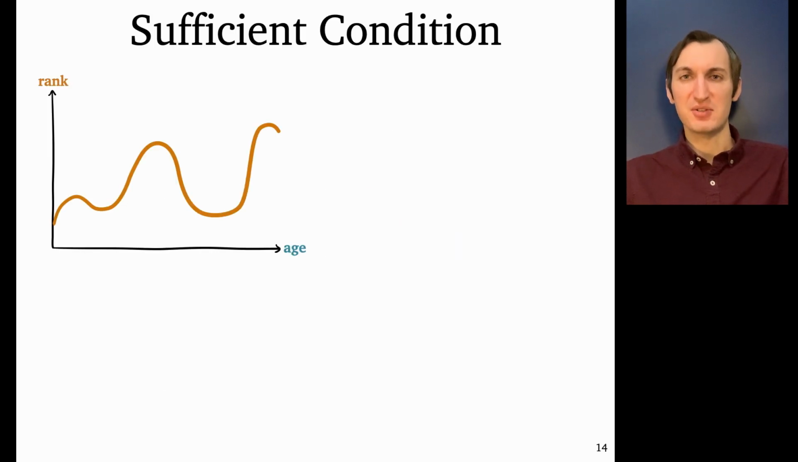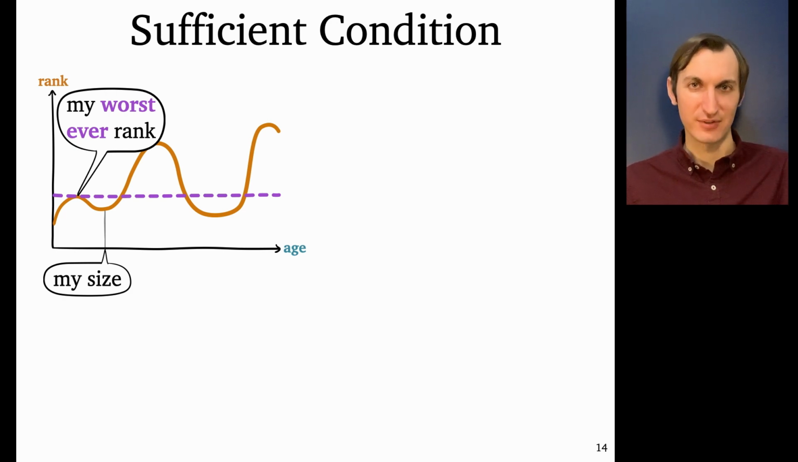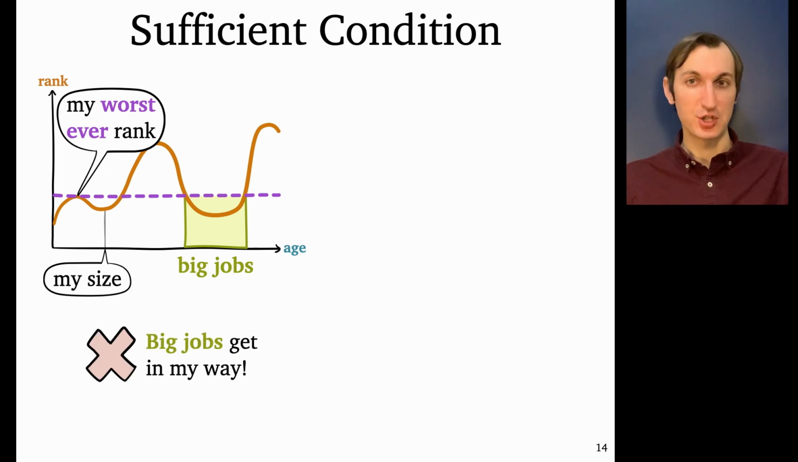Let's suppose I'm using the SOAP policy with the following rank function, and I want to ask, do small jobs get stuck behind large jobs? Let's say I'm a small job. This is my size. My worst ever rank is this purple dotted line. Any job whose rank is above the purple line, I don't have to worry about, won't bother me. So the question is, can big jobs bother me? Well, yes, for this rank function, we can have big jobs in this age range that can have rank better than mine. And so big jobs can get in my way under this rank function. This sort of behavior in the rank function can lead to bad tail of response time.